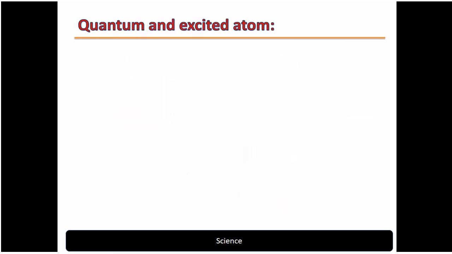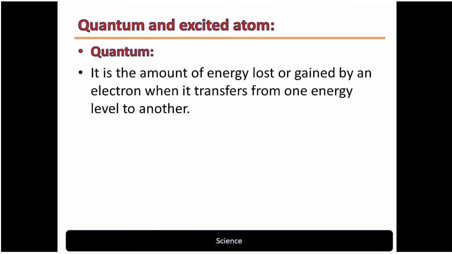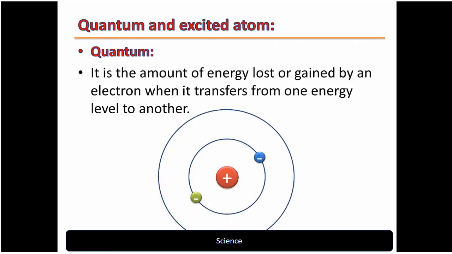Quantum and excited atom. Quantum is the amount of energy lost or gained by an electron when it transfers from one energy level to another. For example, if we have the following atom and this electron gained energy, so it will move to a higher energy level. For example, this blue one was in K, and by absorbing some energy which is called the quantum, it is transferred to the higher energy level, which is L.